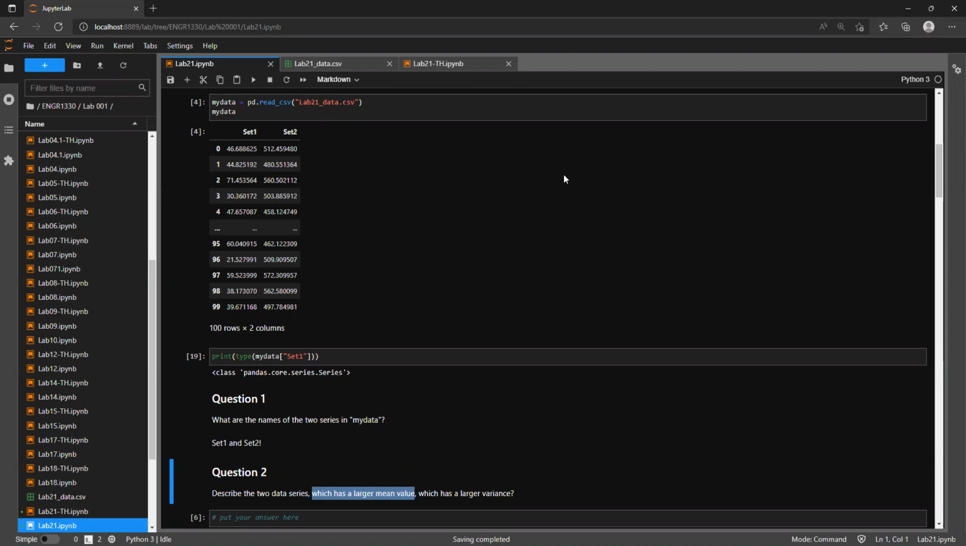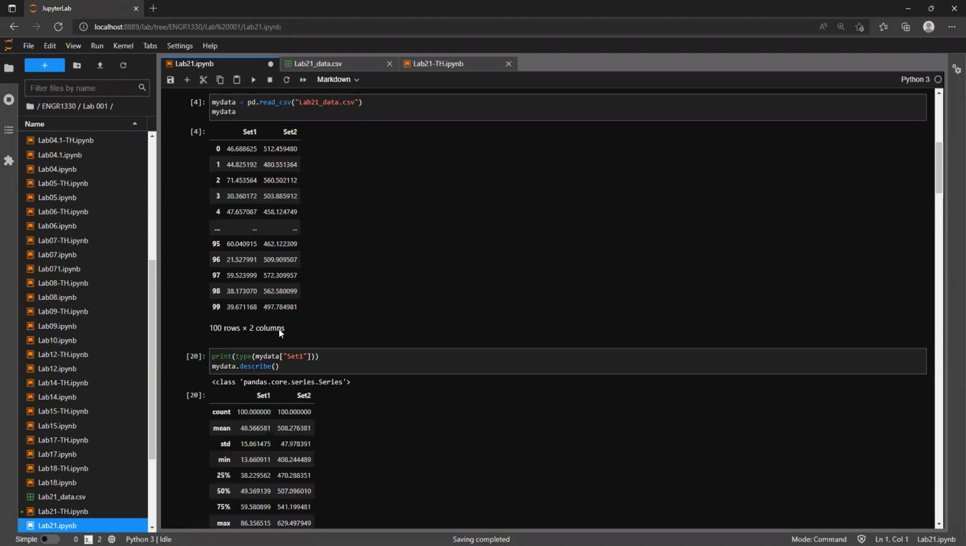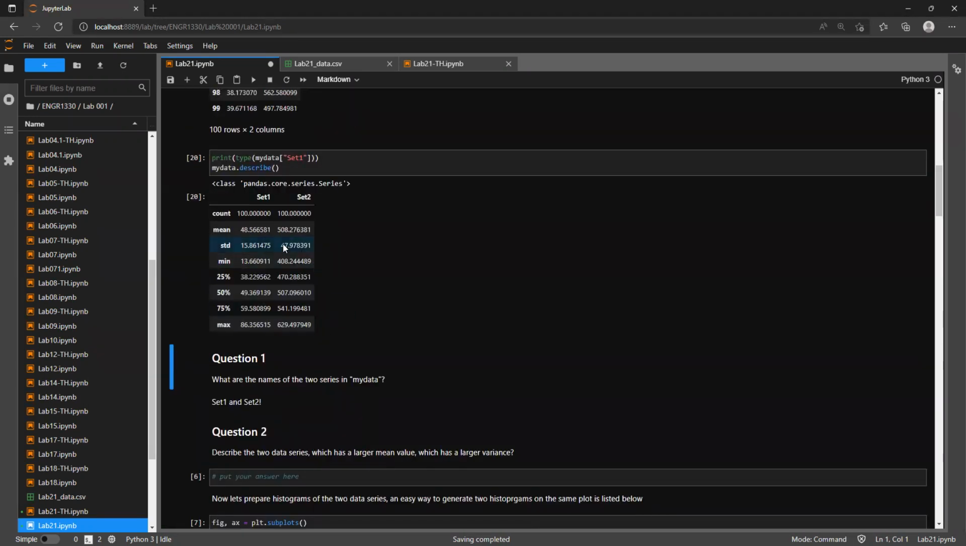Yeah, the describe method. So what does the describe method work with? Well, it actually works with any of these things, either the individual ones, or I can say on the data frame. So for set one, we see there's 100 of them. And right here, we have the mean. So 48 is less than 508, that is for sure. What about the variance? Which one is a larger variance?